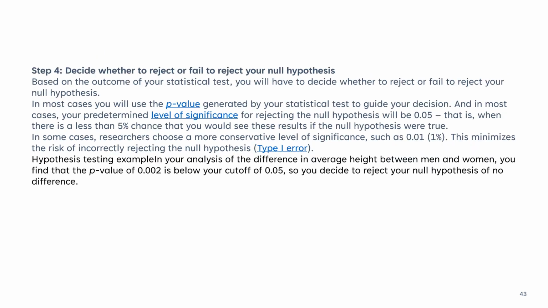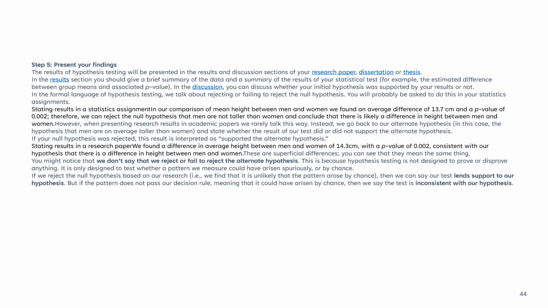The next one is step 4, decide whether to reject or fail to reject the null hypothesis. Based on the outcome of your statistical test, you will have to decide whether to reject or fail to reject the null hypothesis. Step 5, present your findings. The results of your hypothesis test will be presented in the results section of your research paper, dissertation or thesis.